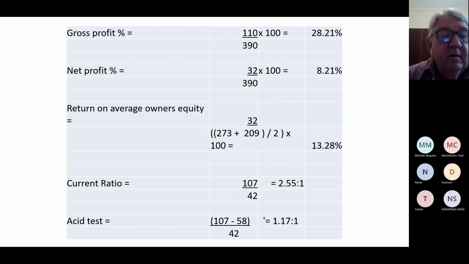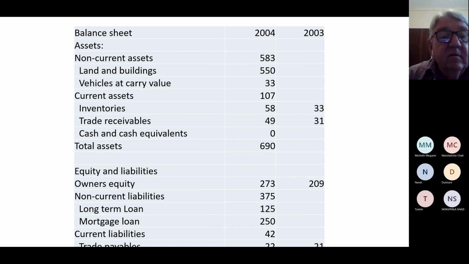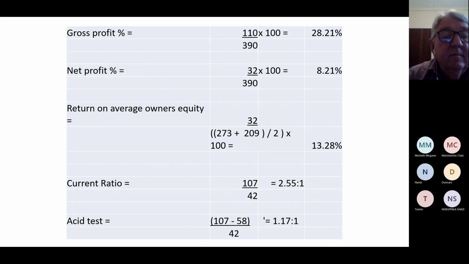Then we look at our current ratio, which is our current assets over current liabilities. You'll go to your balance sheet. There's our current assets, 107, the total. Current liabilities is 42. And 107 divided by 42 gives you 2.5521. This is a ratio, so it's not a percentage. It's 2.55 to 1. So what it means is, for every 1 rand of current liabilities, I have 2.55 rand of current assets.